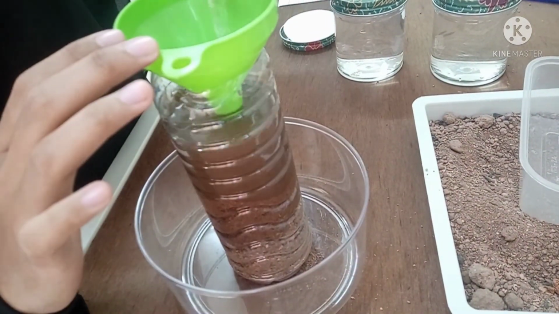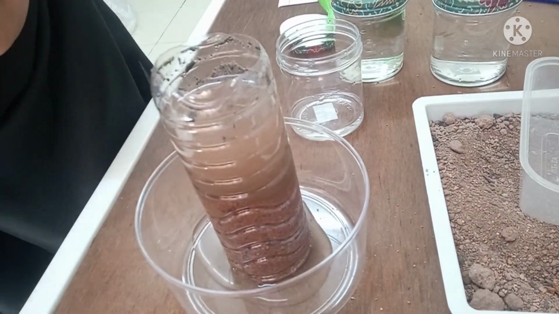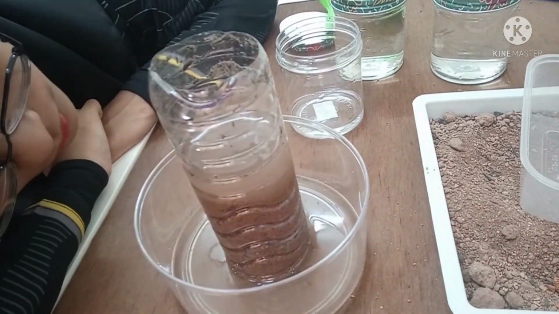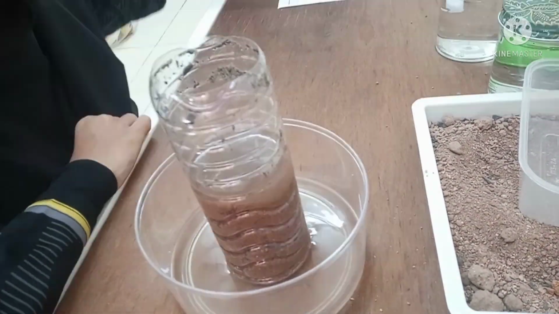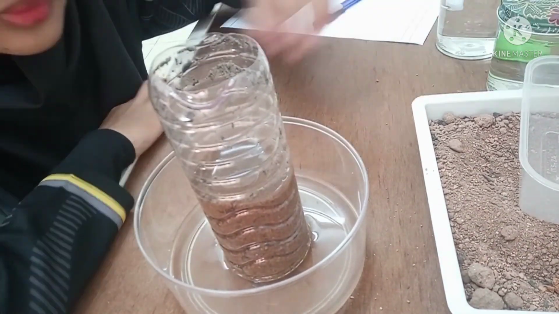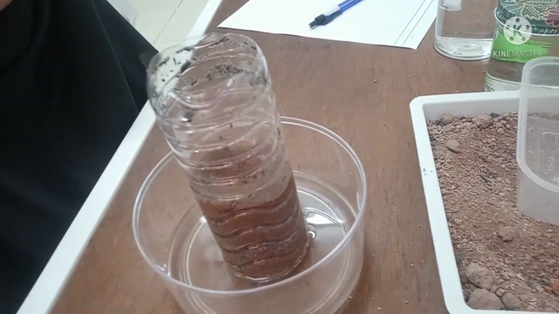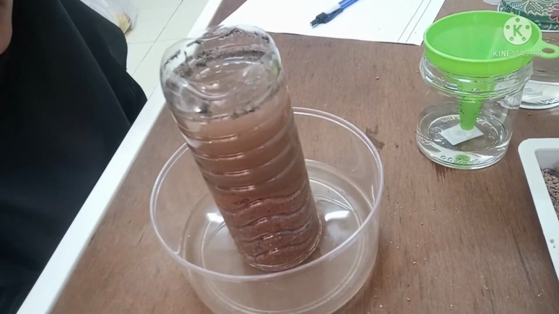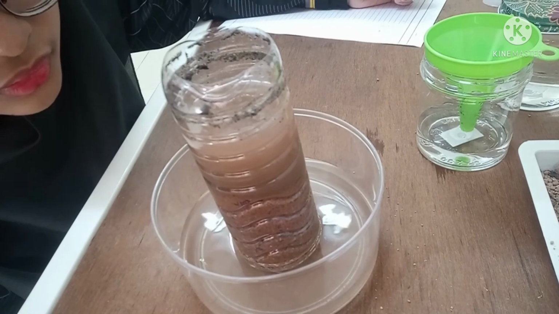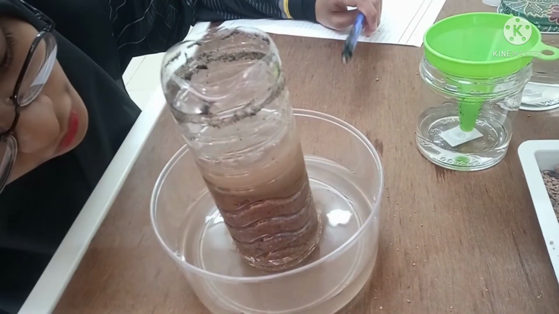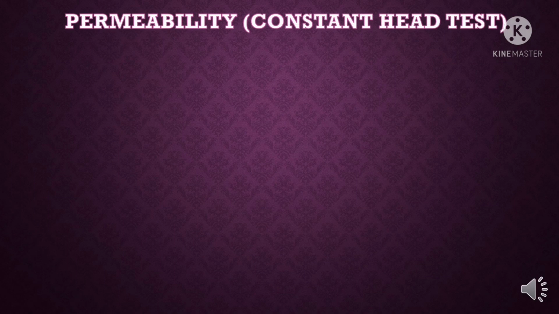Then, I put some water until the water bottle becomes full so that the soil can become more saturated. And finally, I pour the water again and record the time when the water reaches each level point. So this is the finding of the permeability test, which is the constant head test.